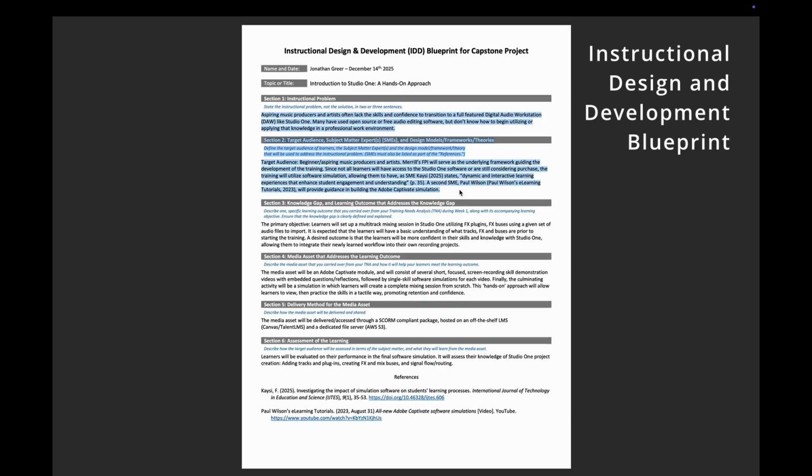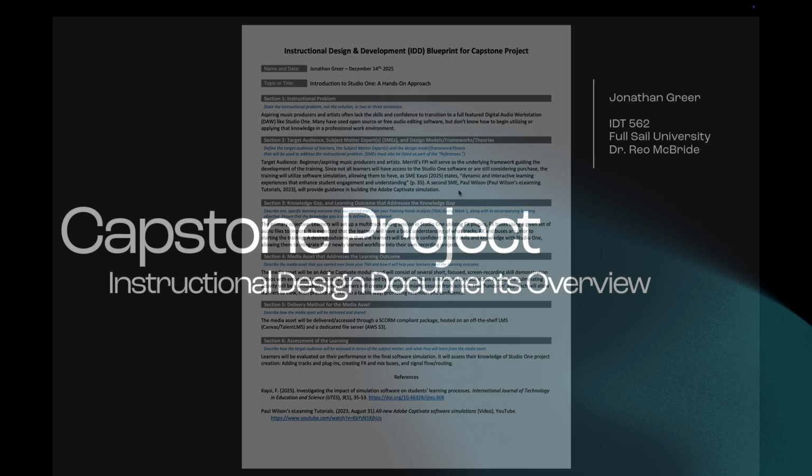The IDD blueprint acts as a roadmap for the entire project. It brings all of the pieces together and clearly explains what the learners will do, how they will learn it, and how that learning will be assessed. At any time during the process, even while writing the IDD blueprint, the training can be adjusted or refined, as long as these changes are then reflected in the other supporting documents.